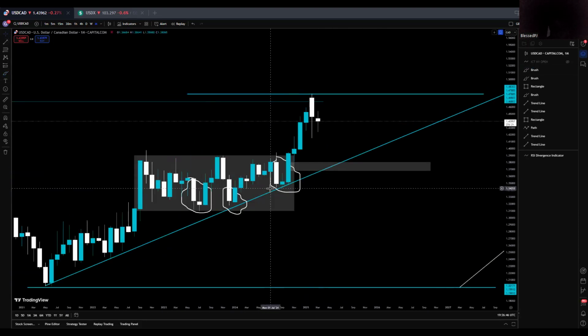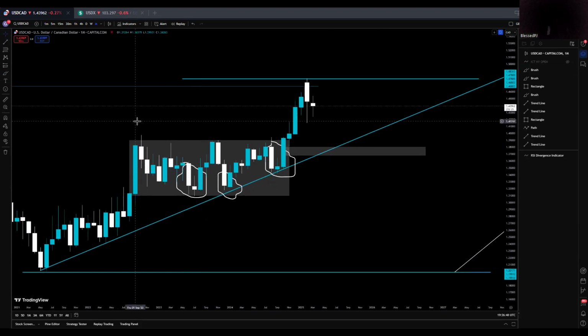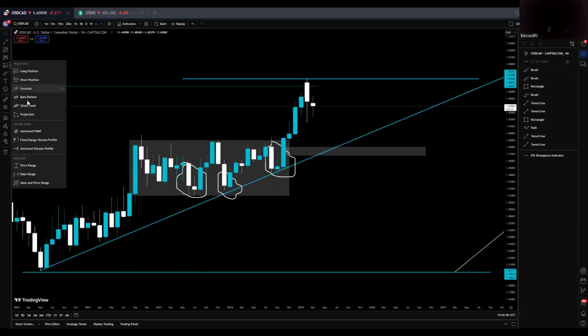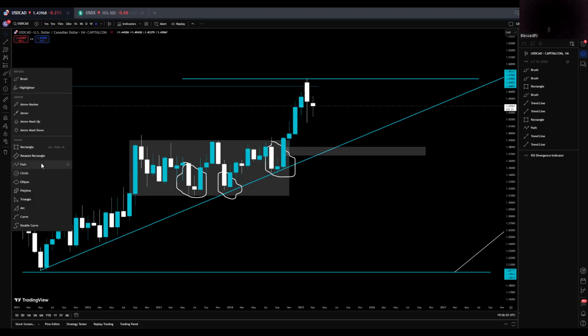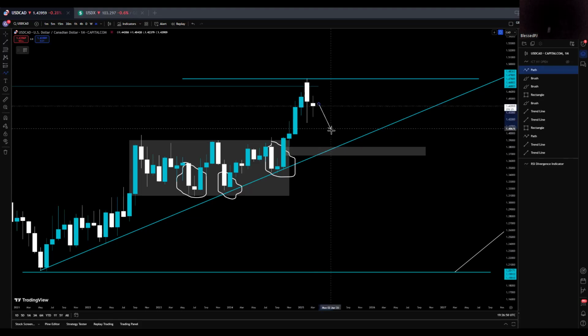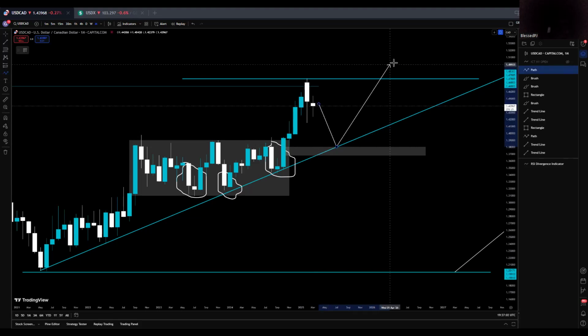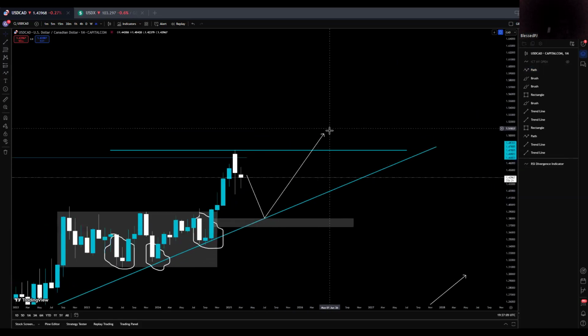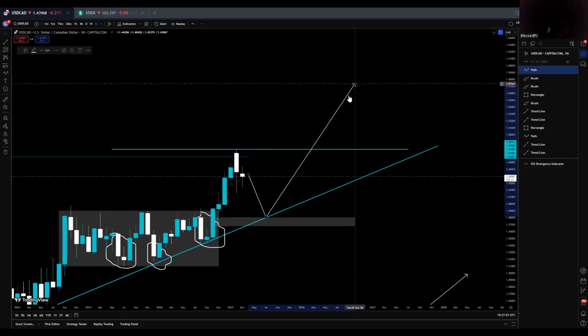Do you understand what I'm saying? I'll replay it again. So this is our expectation. As the market has broken there, taking liquidity, this market is likely to come here and shoot back up. So this should be the expectation.